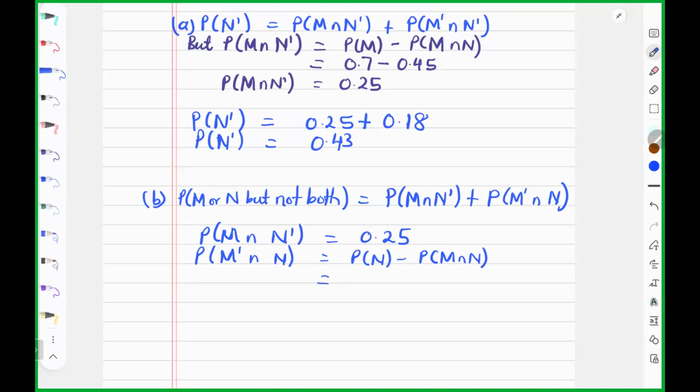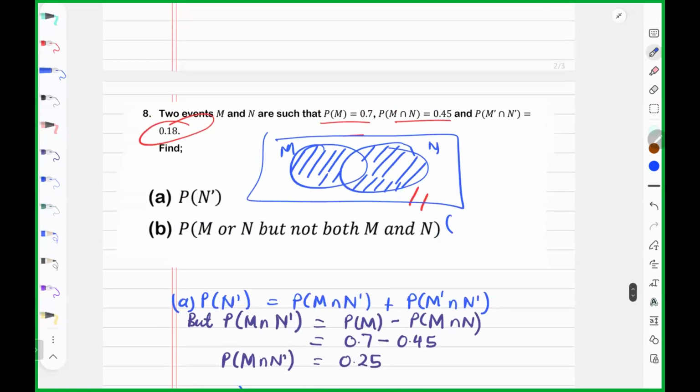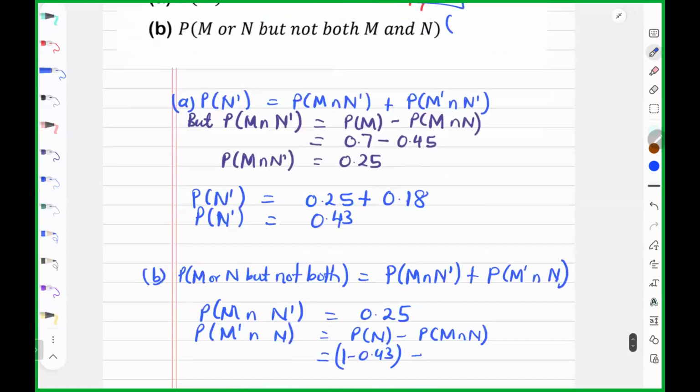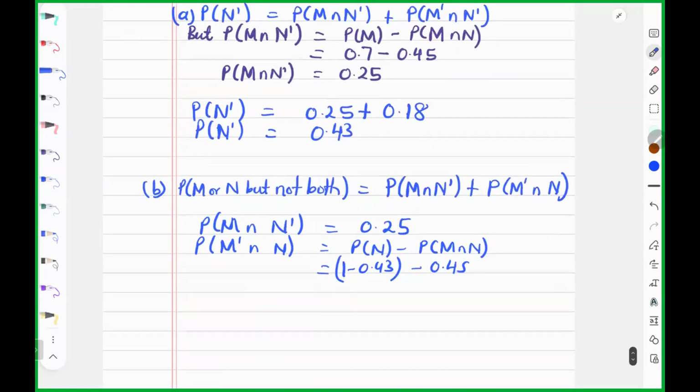So probability of N, we have N complement, so I can get it as 1 minus 0.43, then minus our intersection, which was 0.45. So 1 minus 0.43 gives us 0.57, I hope, minus 0.45. We get that value as 0.12, since 7 minus 5 is 2.